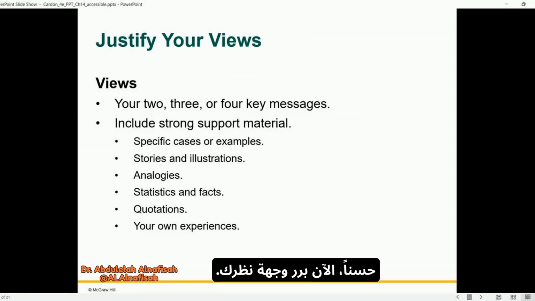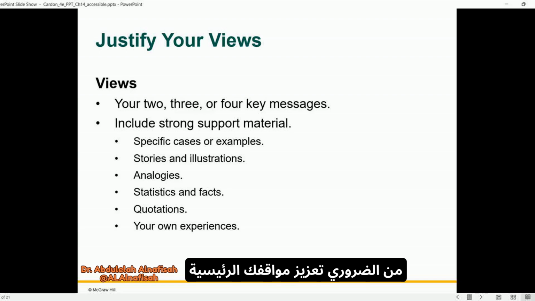Okay, now justify your views. In any presentation, articulating and supporting your key messages is paramount. As you express your views, it's essential to acknowledge that many audience members may initially be skeptical. After all, you are asking them to invest their time, money, or other resources into your products, services, or ideas. This request often entails a certain degree of professional or personal risk.